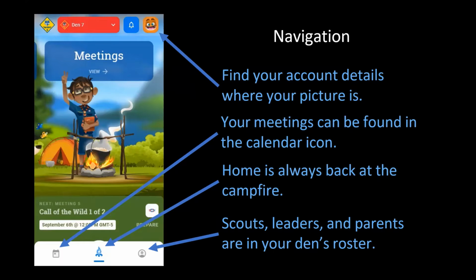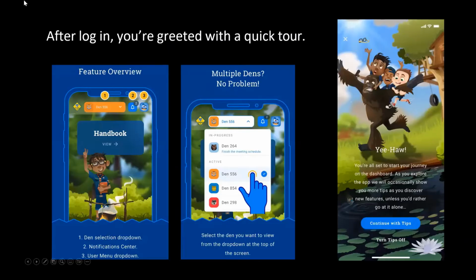Navigation through the Den Leader experience is pretty straightforward, as you can see here. Like on most apps, in the top right corner, you can edit your profile, view your account. Down on the bottom on the left, you have your calendar. In the middle, that campfire, that's going to be your back button, or go back to the home button. You use that one pretty often. And then on the right side is going to be where you can see your roster. You can see the scouts, leaders, and parents that are involved with your den.